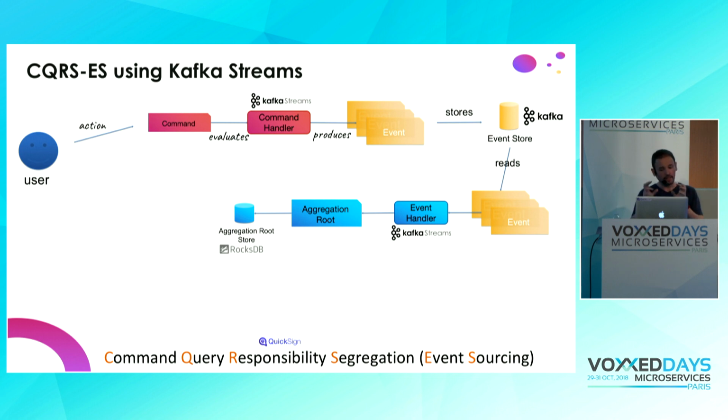Then, that Kafka topic, in which we store the events, is read by an event handler, which is a Kafka Streams processor, which consumes each and every event and materializes those events onto an aggregation root, in an aggregation root store, which is a key value store implemented using RocksDB, because it is the default key value store available in Kafka Streams.